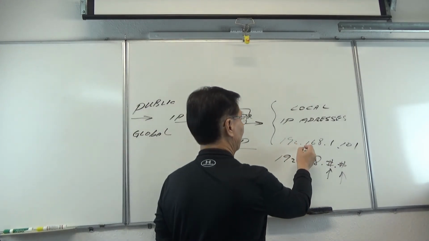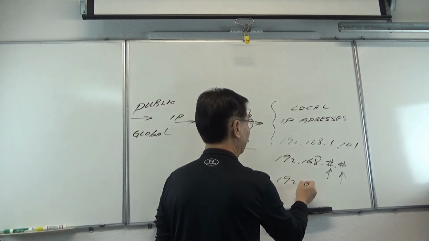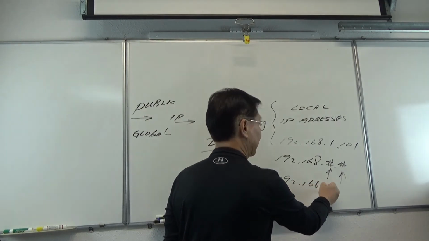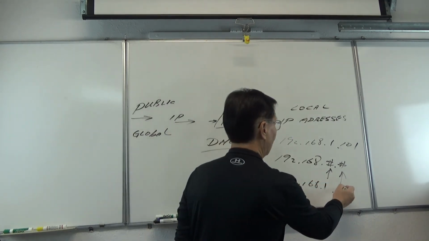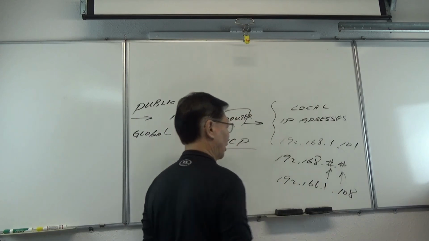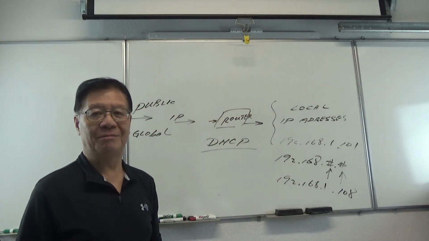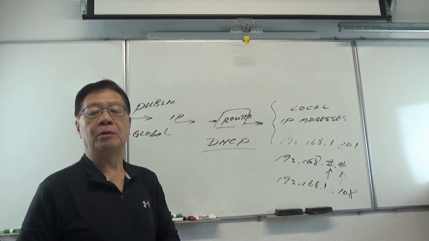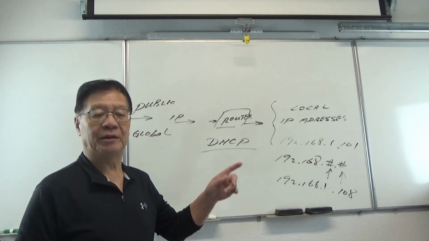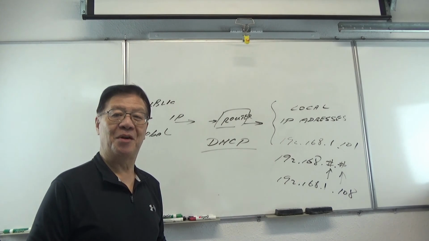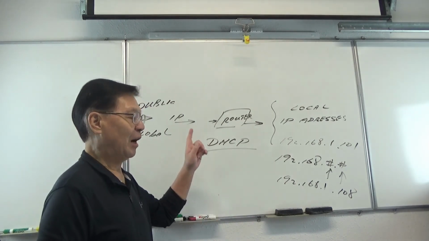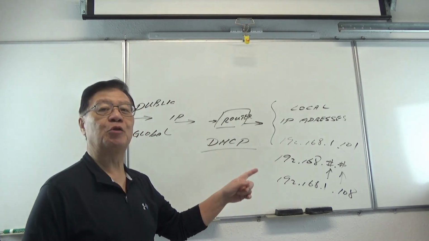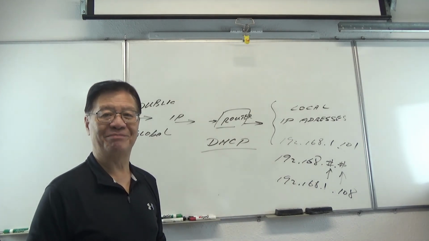Now that's your desktop. Your cell phone may be 192.168.1 because it's the same router, then 108, whatever. That's a random number. It doesn't have to follow a number order. That's what it is. Now, I'll stop here. In the future, I'll give you more details on that.